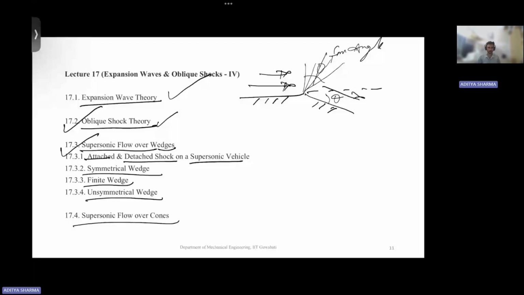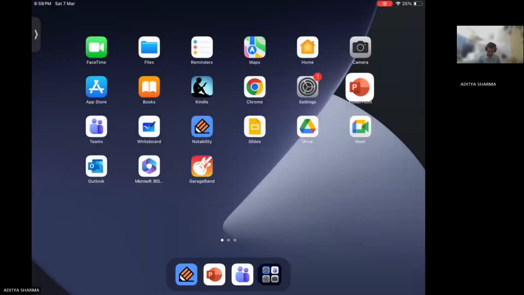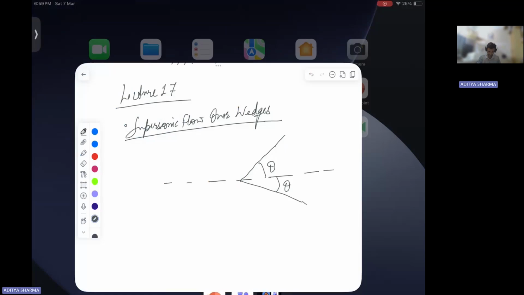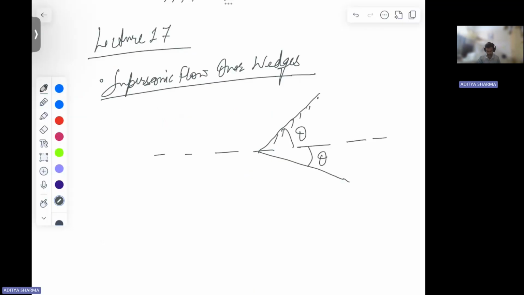So I was talking about lecture number 17 and supersonic flow over wedges. So I was talking about a wedge. I'm a bit struggling to draw a 3D wedge, but you can understand that it's basically a cross section, a triangular cross section. If you extend it in one more dimension, perpendicular to the sheet, you'll get a wedge.